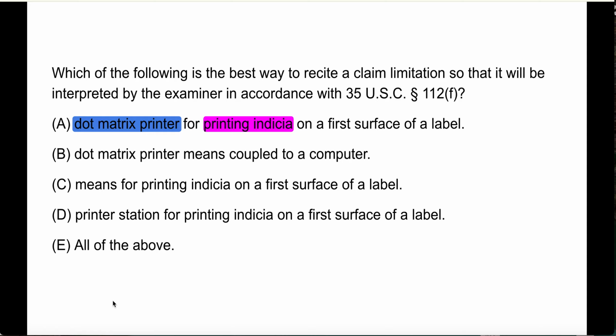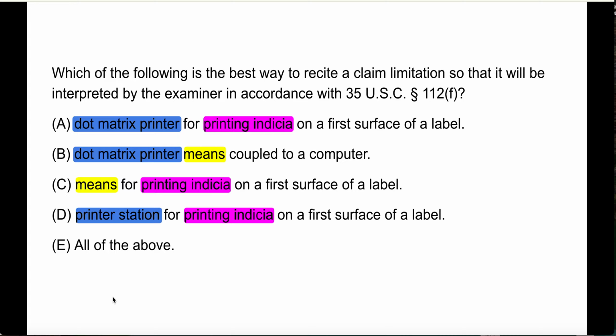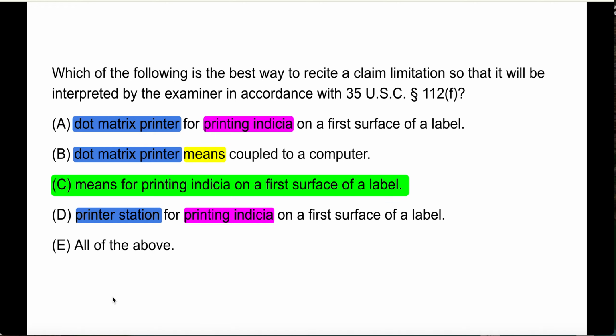Similarly with B, even though it uses the word means, it also recites structural language to modify the means language. In C, we have the word means, and then we have functional language, but no accompanying structural language. In D, we have, again, functional language, but we have structural language to modify it. Therefore, C is the correct answer.